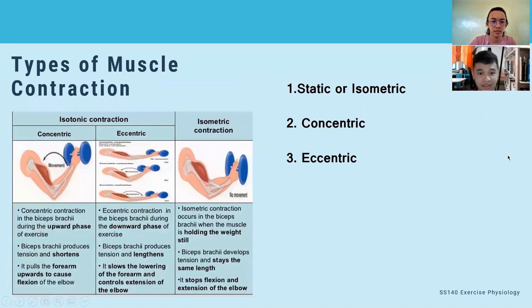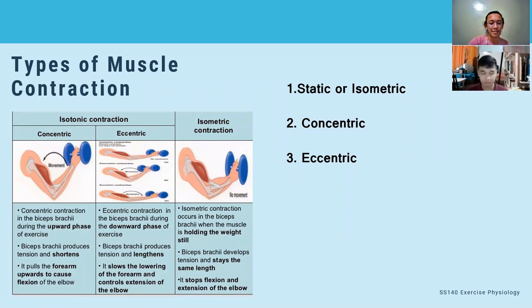Next topic will be discussed by Mr. Flores about types of muscle contraction and force generation. So we will be discussing the three types of muscle contractions: the isometric contractions, concentric contractions, and eccentric contractions.